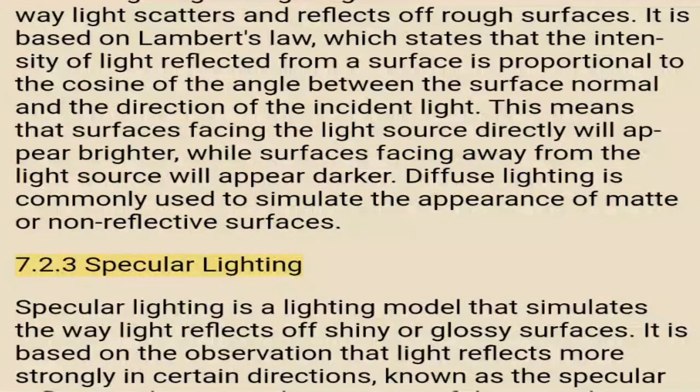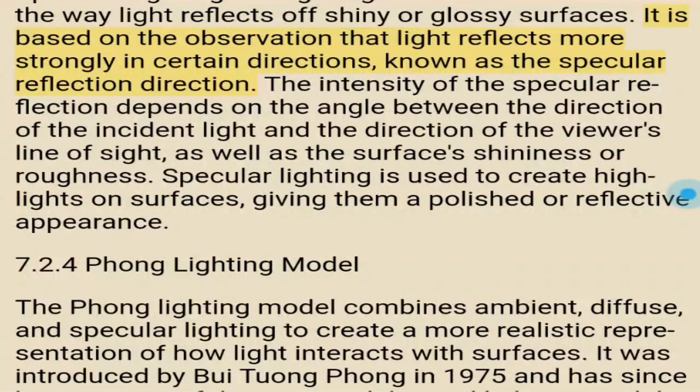7.2.3 Specular lighting. Specular lighting is a lighting model that simulates the way light reflects off shiny or glossy surfaces. It is based on the observation that light reflects more strongly in certain directions, known as the specular reflection direction. The intensity of the specular reflection depends on the angle between the direction of the incident light and the direction of the viewer's line of sight, as well as the surface's shininess or roughness. Specular lighting is used to create highlights on surfaces, giving them a polished or reflective appearance.